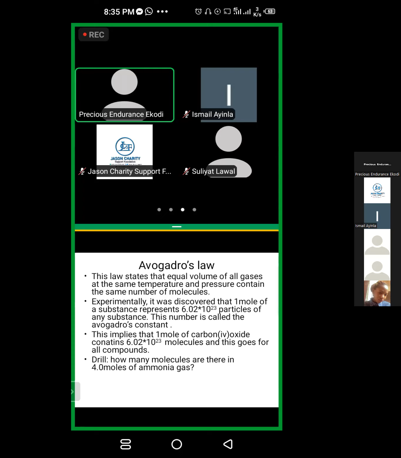If we say that 1 mole of each gas contains 6.02 times 10 raised to the power 23, now this question is saying there are 4 moles of ammonia gas. If there are 4 moles of ammonia gas, what is the number of molecules? How do we solve it? Should be 4 multiplied by 6.02. We'll multiply 6.02 times 4. Beautiful. So please, what's the answer?